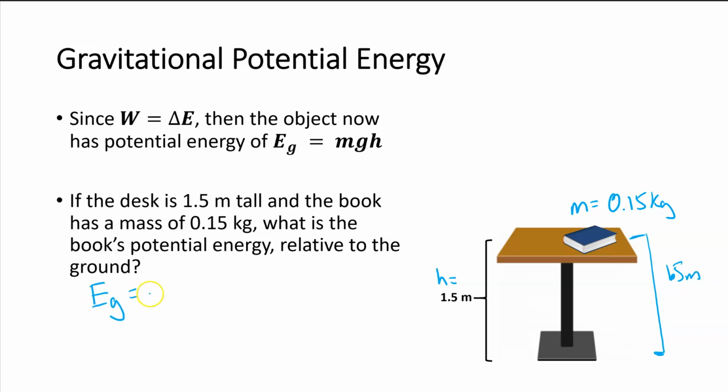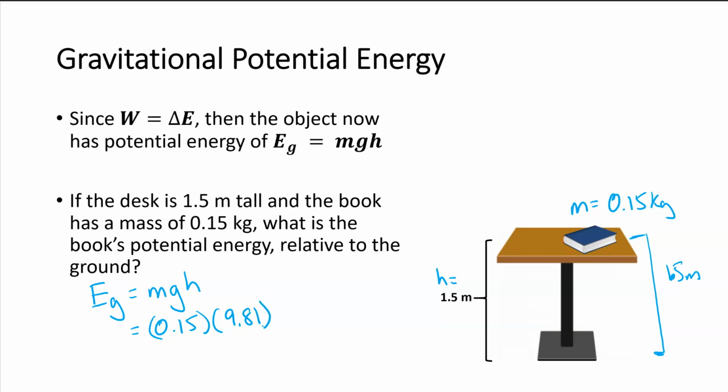Potential energy, or gravitational potential energy in particular, equals m times g times h. The mass in kilograms is 0.15 kilograms. G, and you'll get to memorize this pretty soon, is 9.81 meters per second squared. That's on the surface of the Earth. And I would think it's a fair assumption that we're on Earth, so the gravitational acceleration is 9.81 in that case.